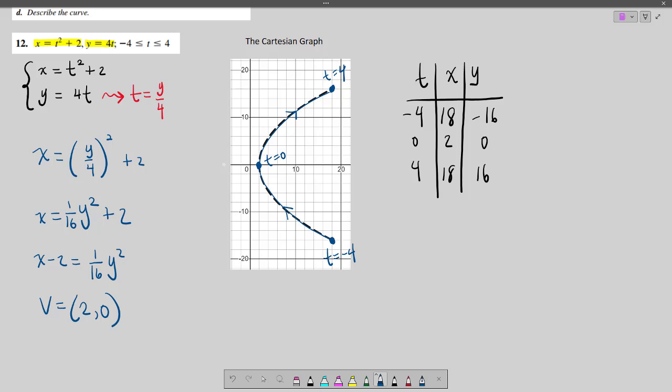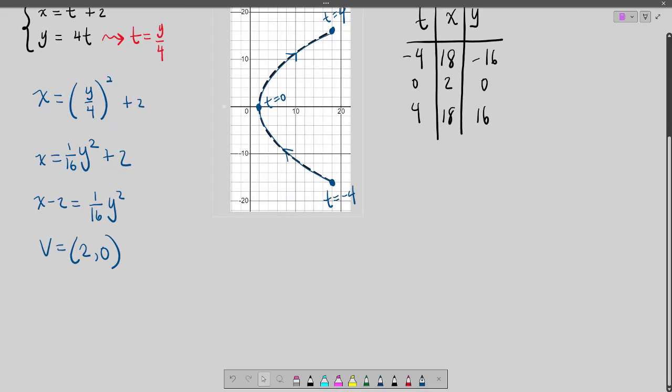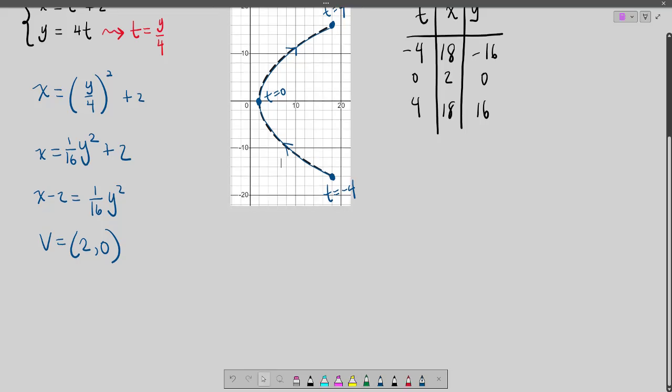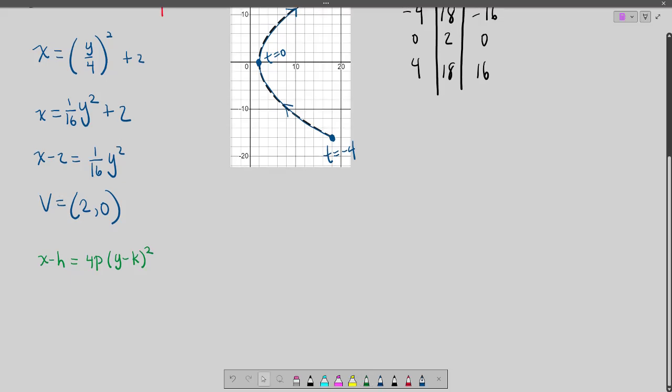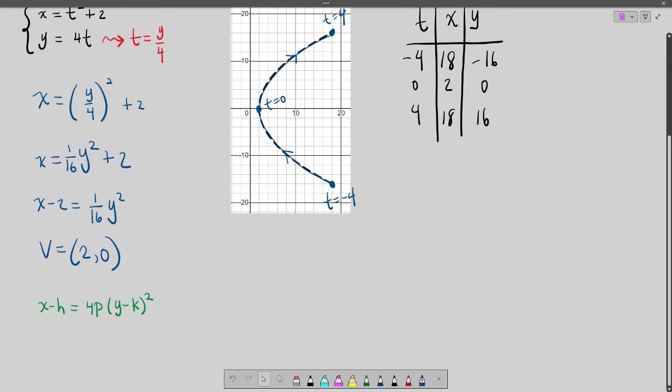Anything there you are curious about? I'll just refresh your memory down here. If we have a parabola that opens sideways, the standard equation is x minus h equals 4p times y minus k squared. So if you were graphing it as a conic, h comma k is the vertex, and then we're not finding the focus or the directrix, but that's what the 4p would do.